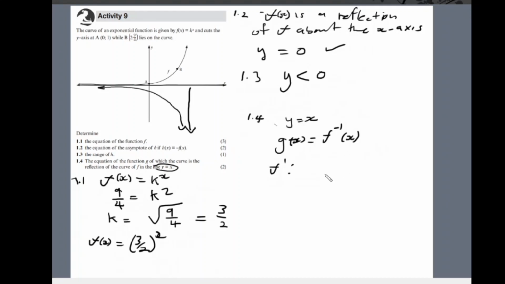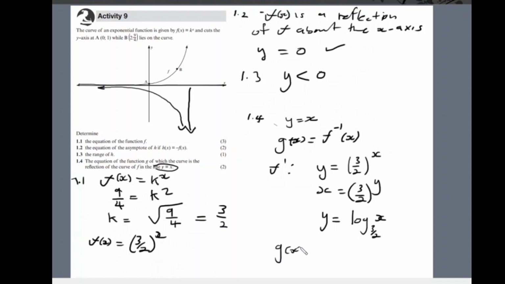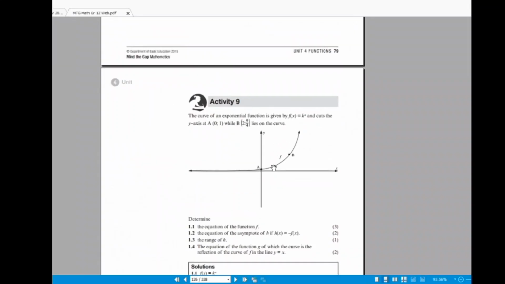Now the inverse of f of x: we have to interchange x and y. So we have y equals 3 over 2 to the power x, right? And then interchanging x and y, we have x equals 3 over 2 to the power y. Making y the subject of the formula, we'll have log base 3 over 2 of x. So that is the equation of g. g of x is equal to log base 3 over 2 of x. Okay, I believe this section is simple.